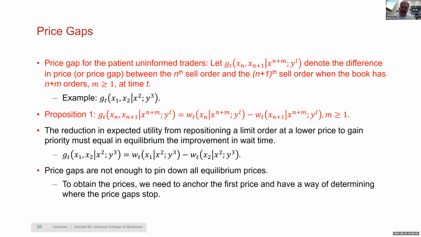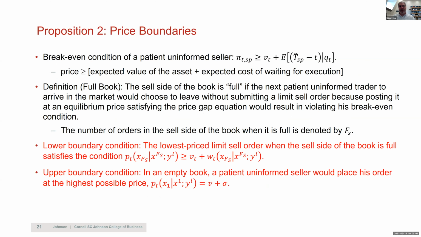He describes it in terms of expected utility, and we actually do it, and that allows us to pin down exactly the prices. At least at the moment, it's in terms of notation. You will see that we'll be able to compute them. Now, at the moment, we still have just the price gaps. In order to get all prices, we need at least one anchor to tell us where the gaps stop. So we need the price boundaries.